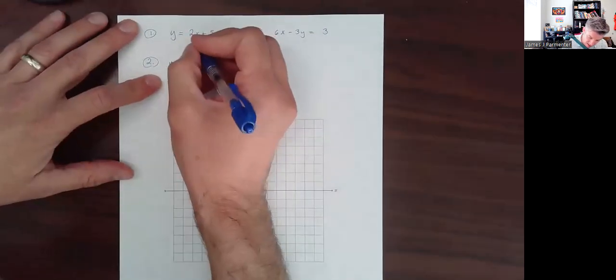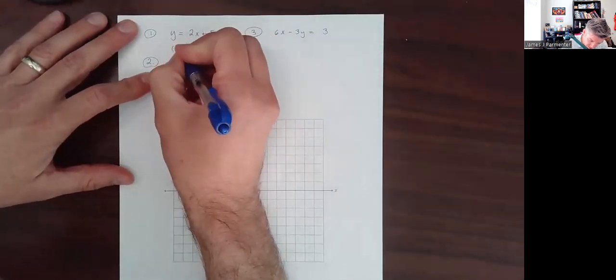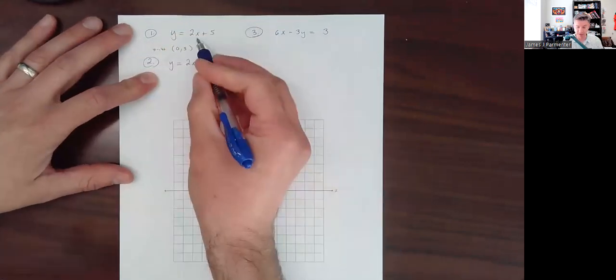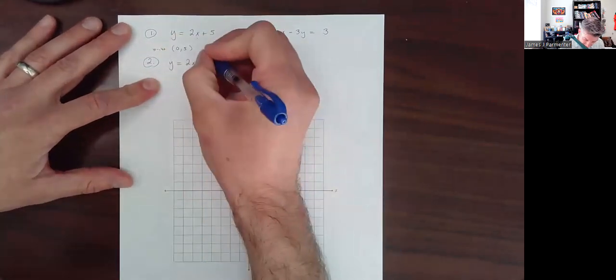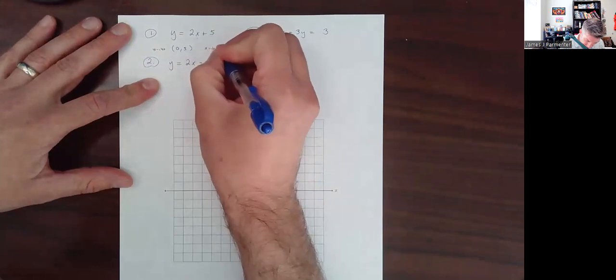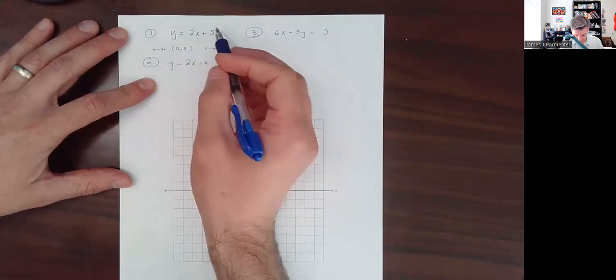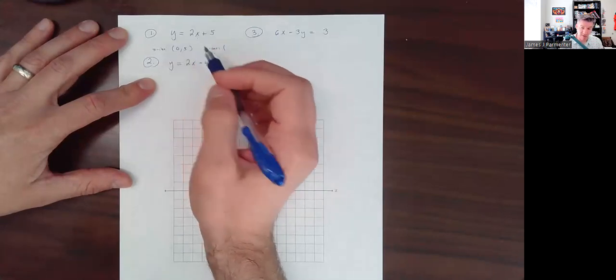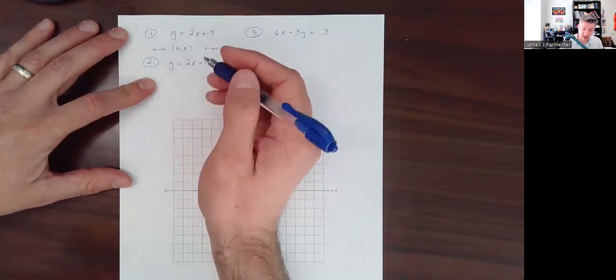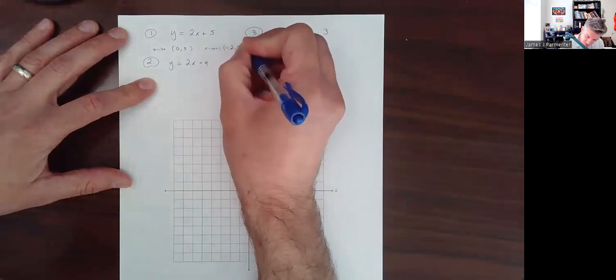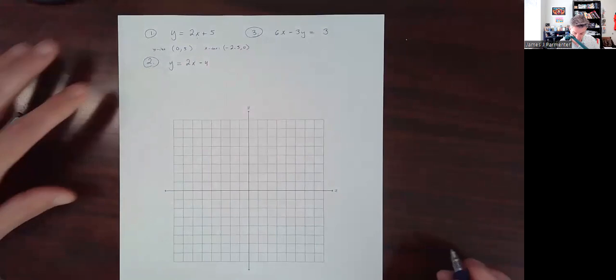This one here, the y-intercept would be 0, 5, because if I set x equal to 0, I get y equal to 5. And the x-intercept would be, well, if I set y equal to 0, if I subtract 5, I have negative 5 equal to 2x, divided by 2, negative 5 halves, or I will use decimal, negative 2.5 comma 0 is the x-intercept.